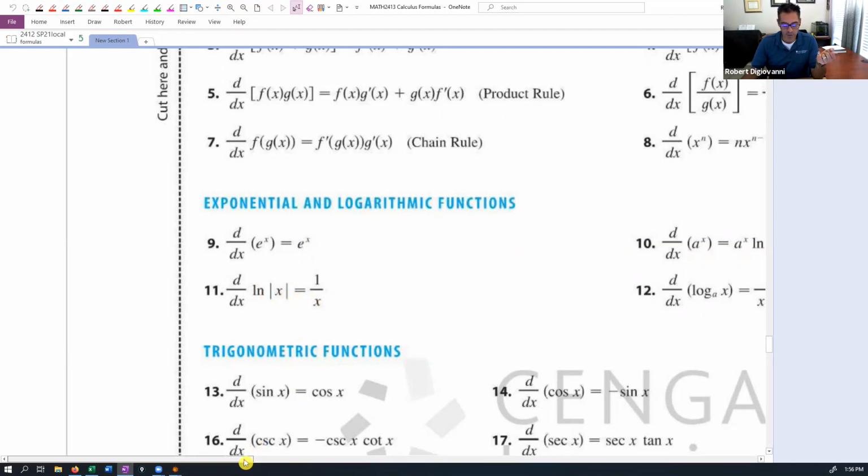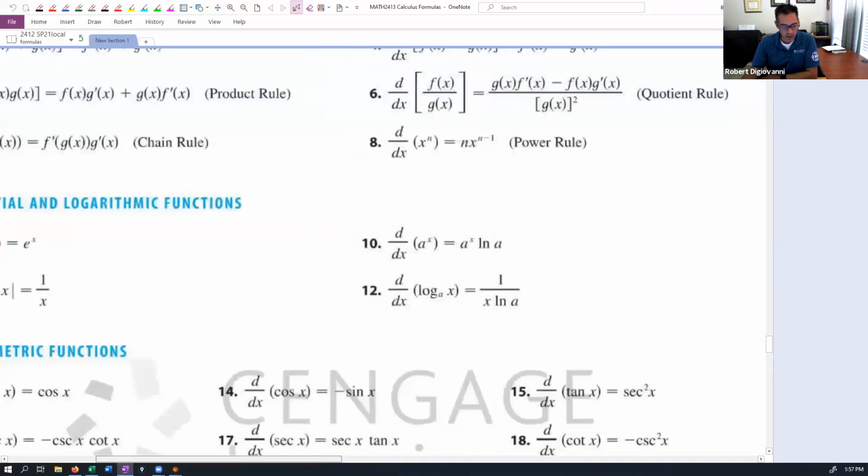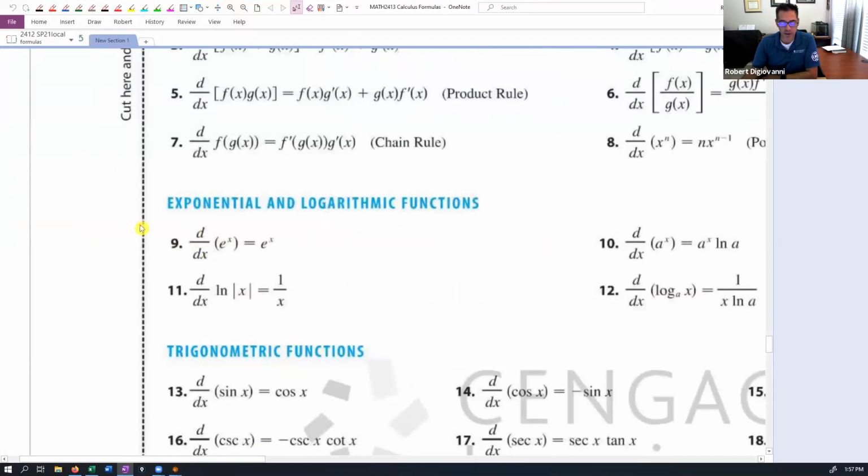And if you scroll to the right and look at the next two over here, this is the more general version. The derivative of a to the x is itself times natural log of a, and the derivative of log base a of x is 1 over x natural log a. So those are the 4 formulas I just gave you. They're in your formula sheet under exponential and logarithmic functions.